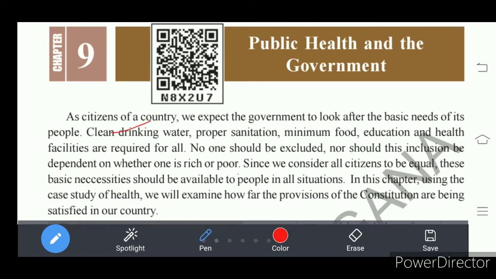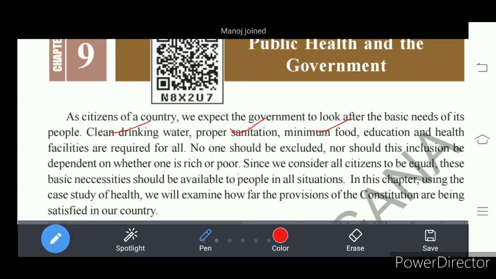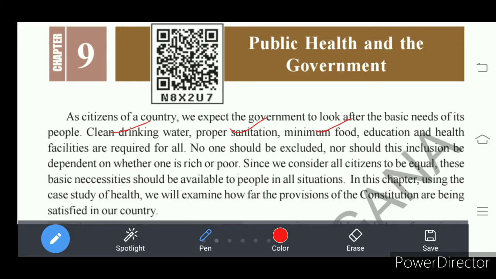clean drinking water, then proper sanitation. That means the sewerages should be closed, then minimum food for all, then education, health facilities are required basic things for all. These should be given to all. Okay, what these all the basic needs should be given to all.